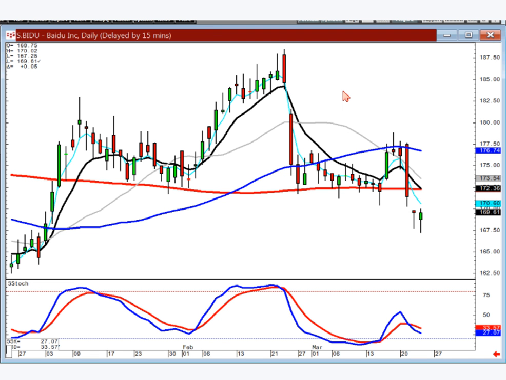BIDU, I would stay short until you see a confirmed buy signal. Notice the failure at the 50, then a bearish engulfing signal. Stay short. I'd probably at this point use the T-line as a stop.